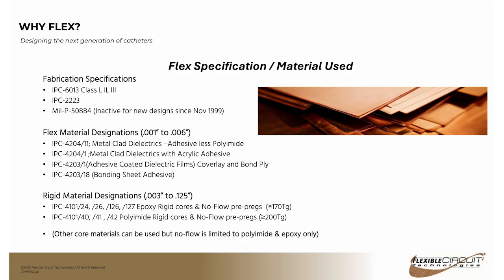This slide just shows the different specifications that you want to use when you are designing your flexible circuit. I want to point out in particular the flex circuit materials designations, the IPC 4200 series. It's important when you're designing your flex circuits, whether it's for catheters or any other flex circuit, that you specify your materials based on the IPC specifications and not on particular brands. From a cost standpoint, the reason for that is that every manufacturer is going to stock a couple of brands of IPC certified materials. And because of the volume that they use, they're going to get preferential pricing on it.